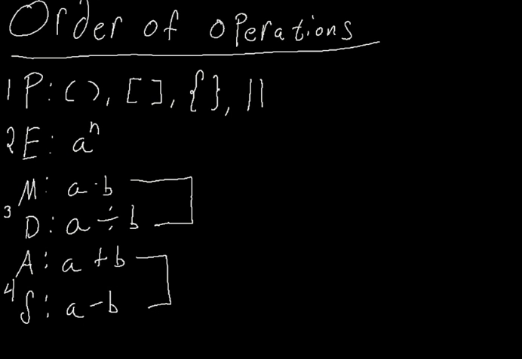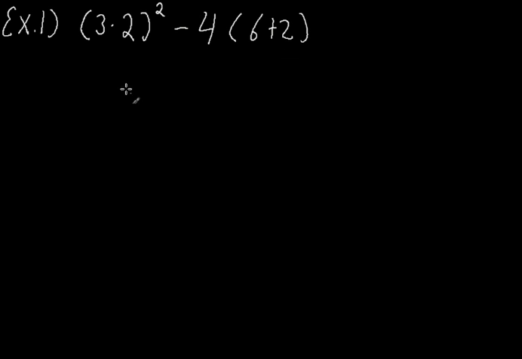So let's look at some examples because a lot of your homework is going to be over these order of operations. So this example 1 here, I plucked it out of the textbook, and let's just give it a try. So this is the group 3 times 2, and that is squared, minus 4 times the group 6 plus 2. So the first thing to do is simplify the parentheses. 3 times 2 is 6, so that's going to be squared. And then 4 times 6 plus 2, which is 8.